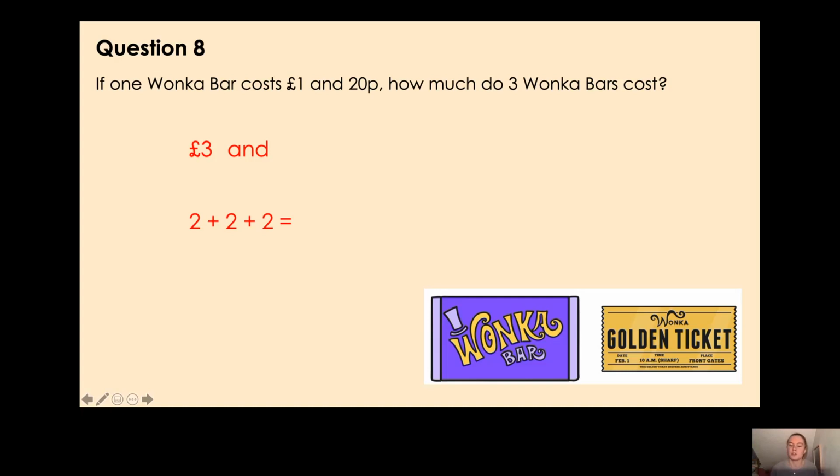So what's 2 plus 2 plus 2? Yes, that's right, it's 6. And therefore, if 2 plus 2 plus 2 is 6, 20 plus 20 plus 20 equals 60. So 3 Wonka bars will cost £3.60.